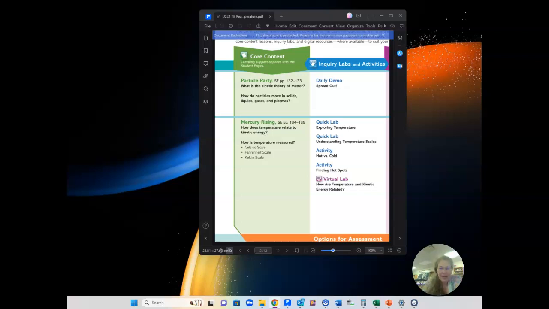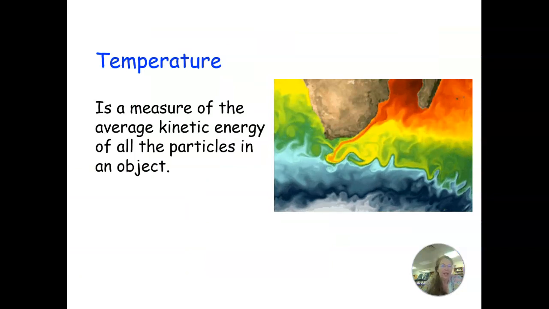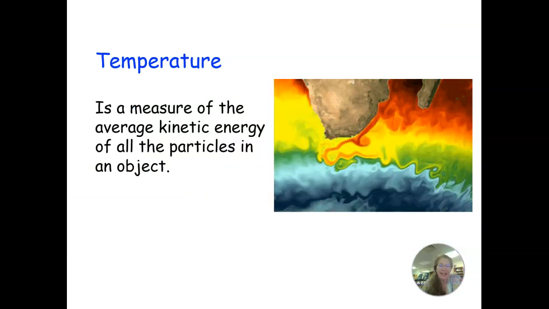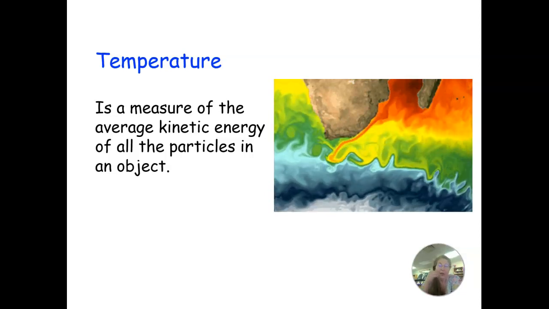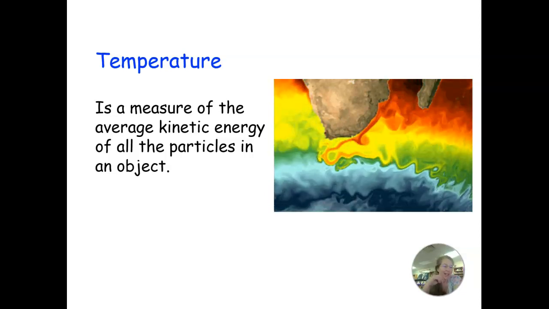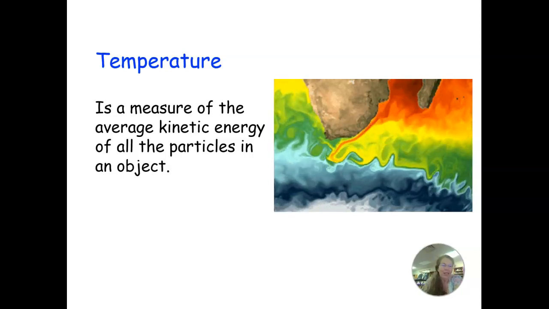Okay, back to the PowerPoint. So temperature is a measure of the kinetic energy in the particles of an object. So when you take your temperature, you're taking the average kinetic energy of everything that's inside of you.